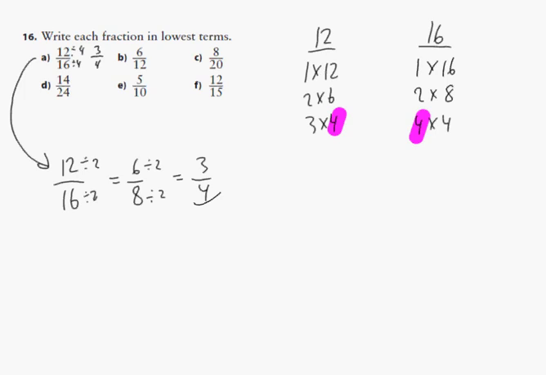This pathway still got me to lowest terms, which is 3/4, but by dividing it by the greatest common factor, I got to 3/4 in one step rather than 2. And that's the advantage of doing it that way.